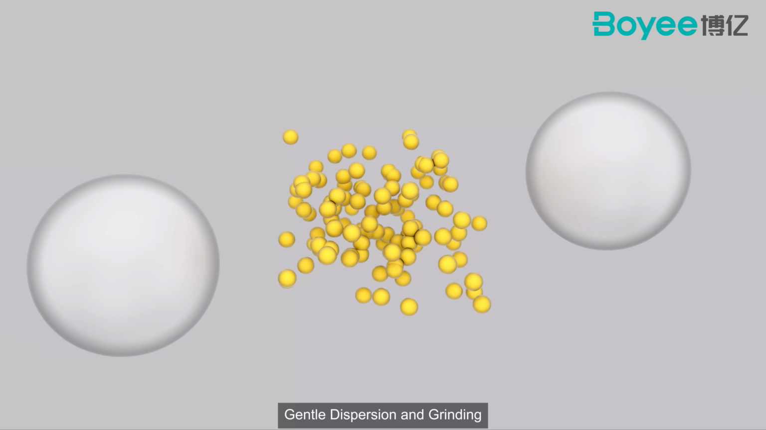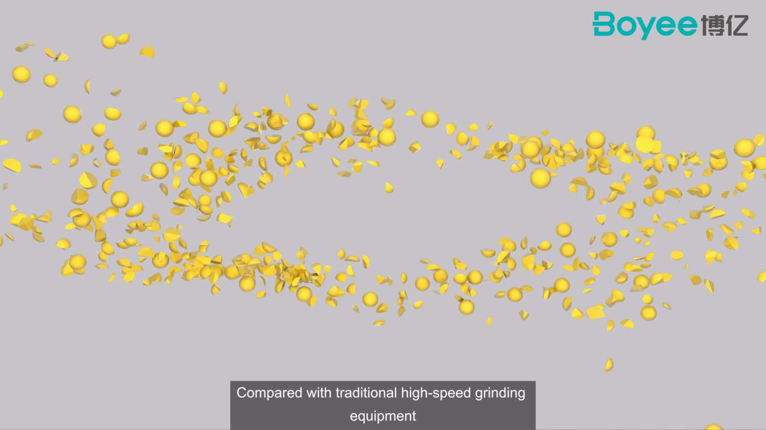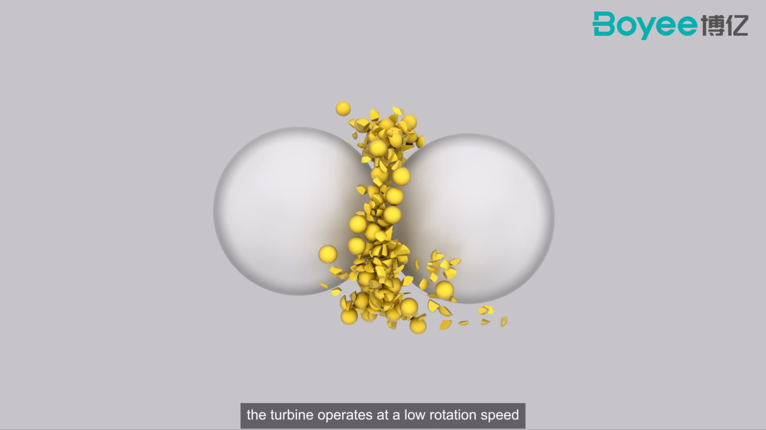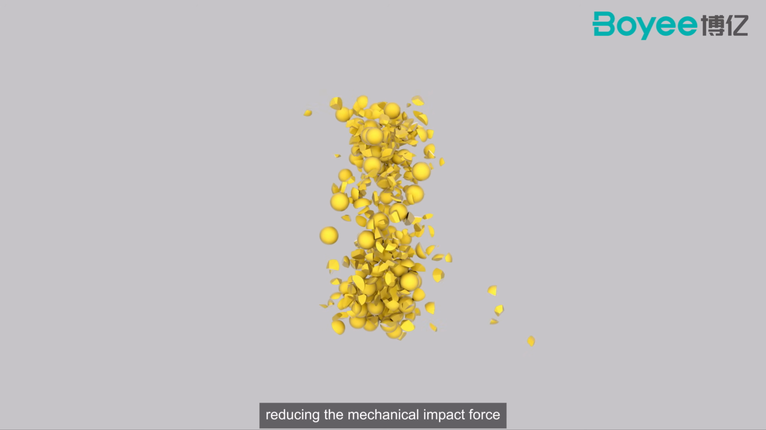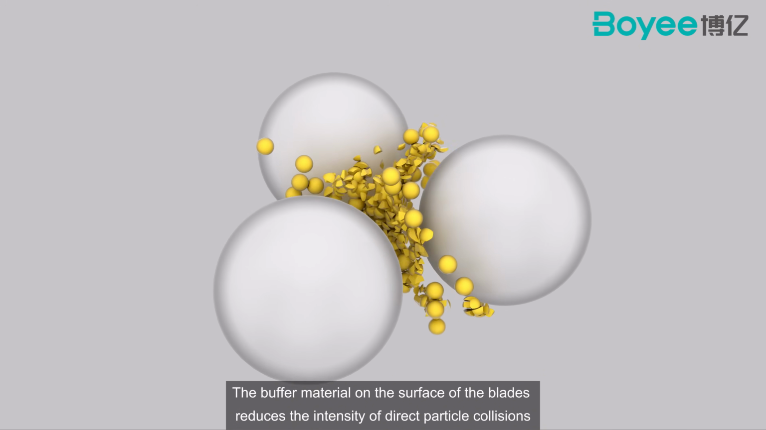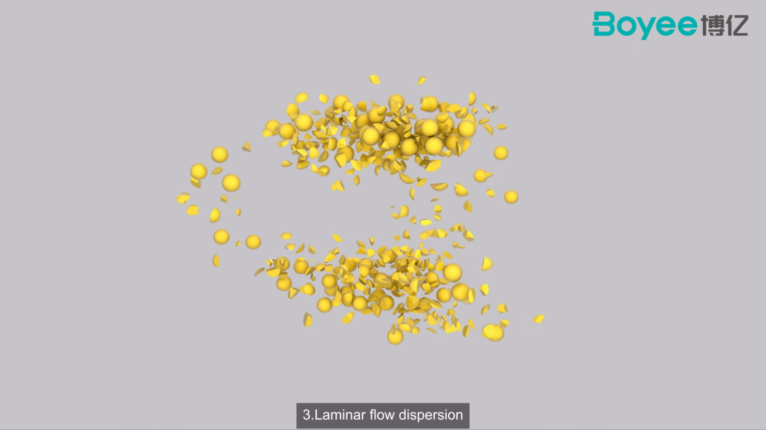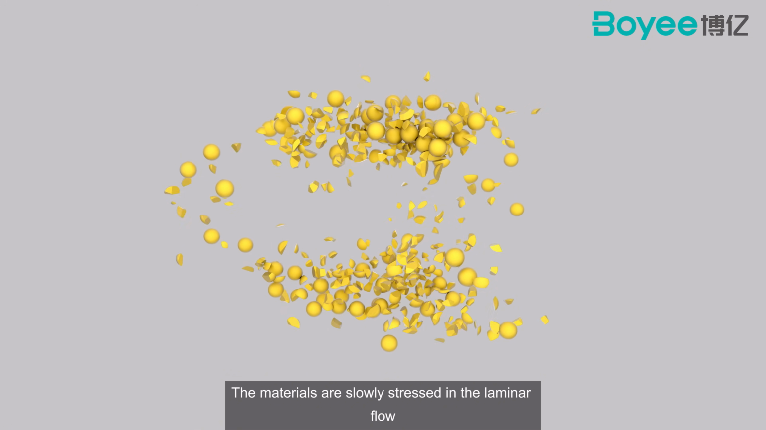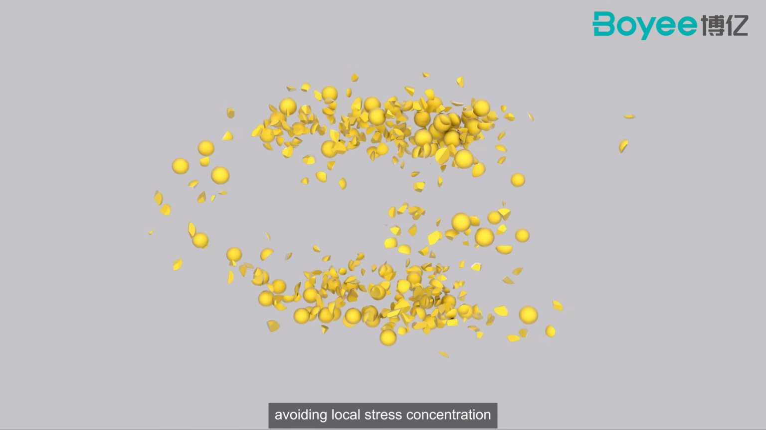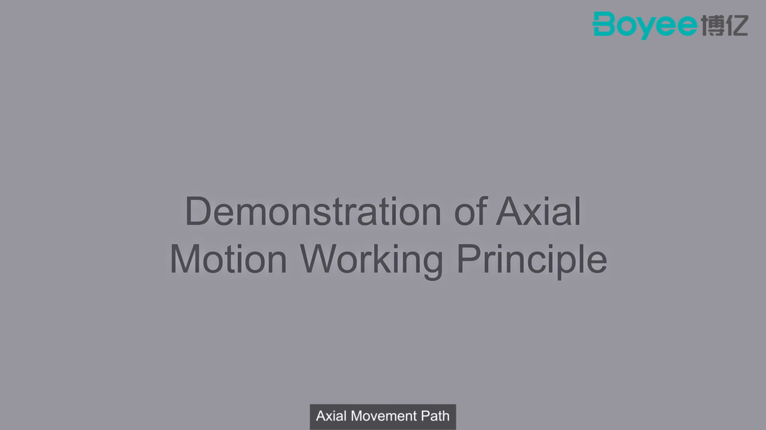Gentle dispersion and grinding. 1. Low rotation speed design. Compared with traditional high-speed grinding equipment, the turbine operates at a low rotation speed, reducing the mechanical impact force. 2. Flexible contact. The buffer material on the surface of the blades reduces the intensity of direct particle collisions. 3. Laminar flow dispersion. The materials are slowly stressed in the laminar flow, avoiding local stress concentration, and achieving gentle crushing and dispersion.